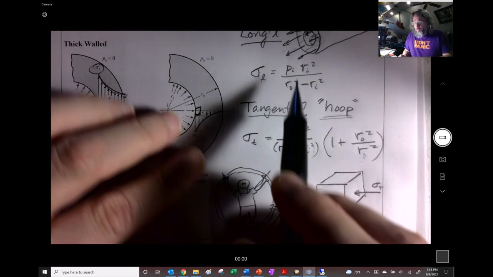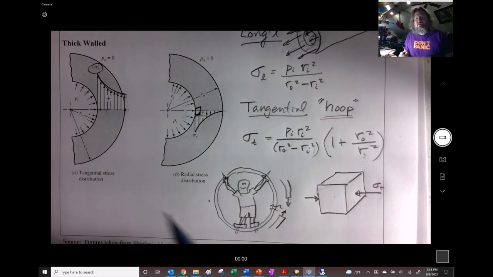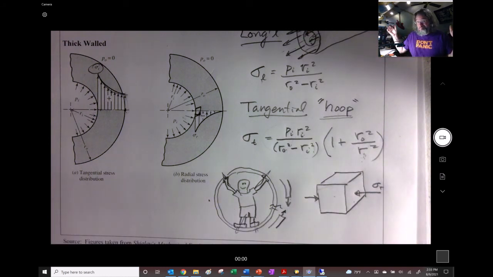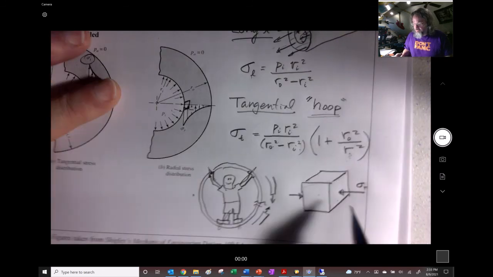Or, by the way, I'm only writing the equations for when we have internal pressure. We could have external pressure, as in, say, a submarine, right? That's a pressure vessel, but the pressure is the water on the outside pushing in, right? So these things could actually be arranged differently. I only did it for internal pressure vessels.